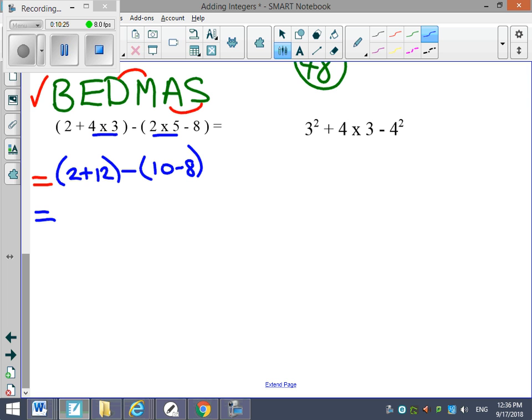I have to put my new equal sign because we're working our way down. 2 plus 12 is 14. I no longer need the brackets. And I am going to subtract 10 minus 8, which is 2. Now that I have that, my answer is 12. I circle it to complete and show the teacher that I am finished my question.